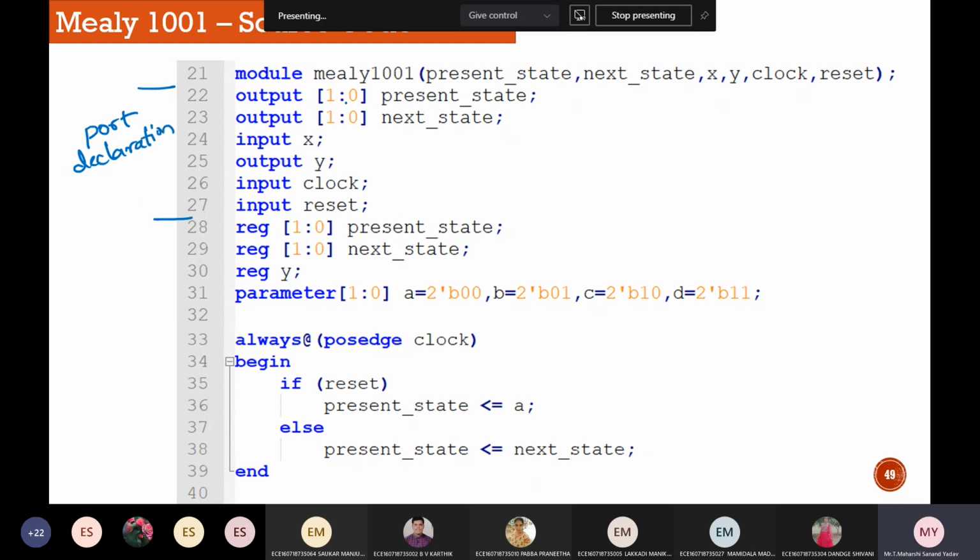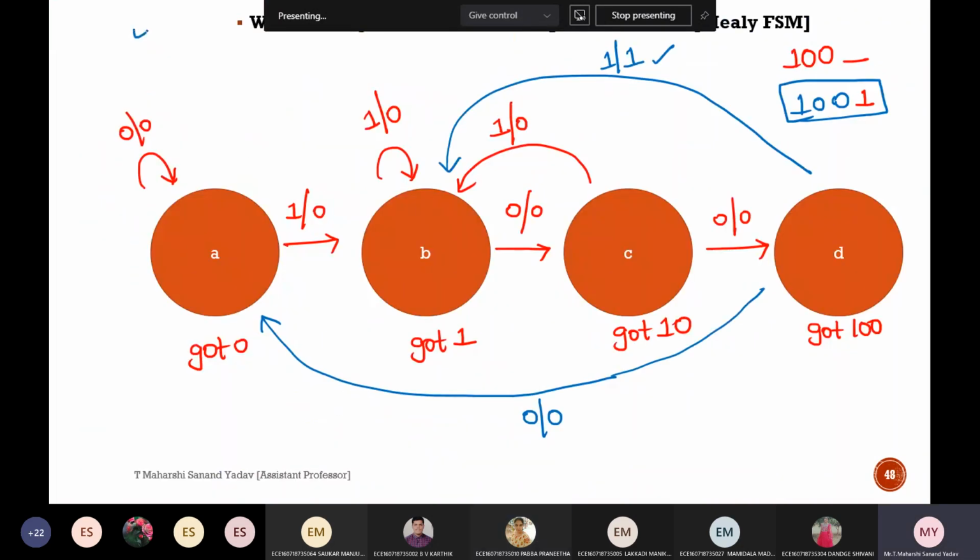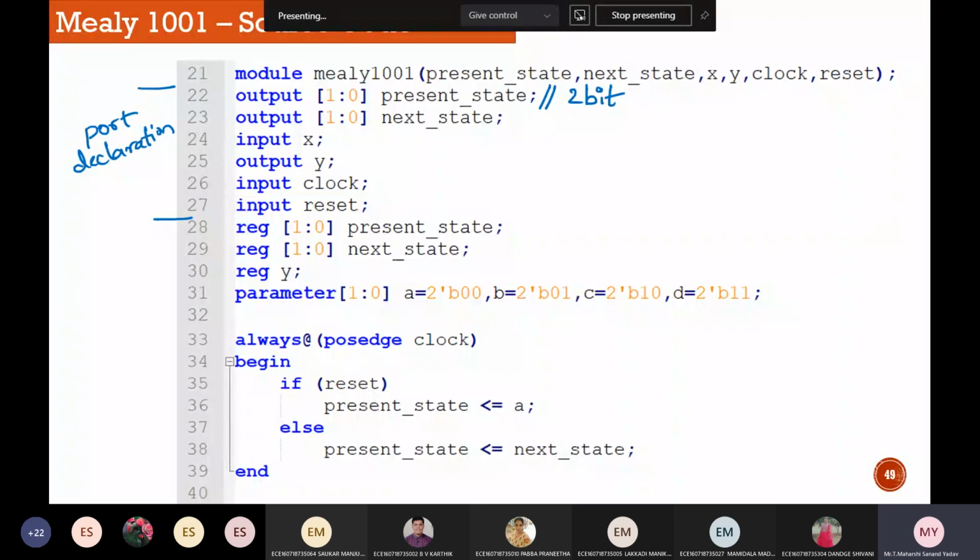So output. What does this 1 down to 0 indicate? It is of size 2 bits. Why? Because there are 4 states. 4 states means this can be 00, 01, 10 and 11. So the maximum size is 2 bits. That's the reason I'm taking 1 down to 0. Present state is of size 2 bits. Similarly next state is also of size 2 bits. And input is X, output is Z, input is clock, input is reset.